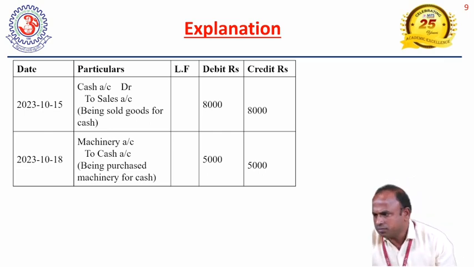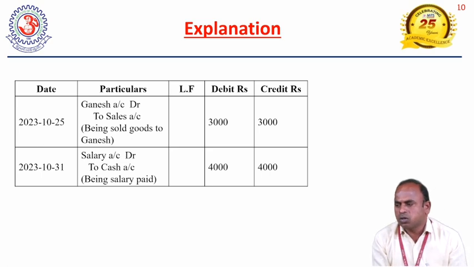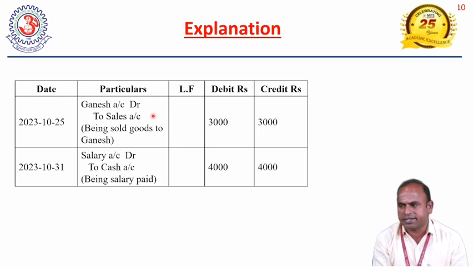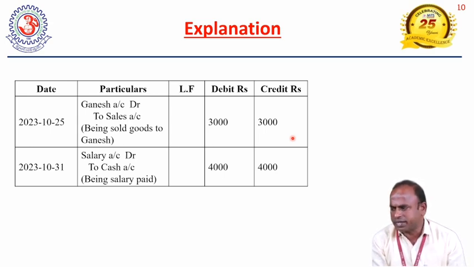The next one, sold goods to Ganesh. So in this transaction, two items: Ganesh and sales. The date is 25th October. So Ganesh is personal account. The receiver, so you write down debit side as per the personal account. And sales is nominal account. It is revenue. You write down credit side. Being sold goods to Ganesh. So amount is 3,000, and amount 3,000 debit and credit.